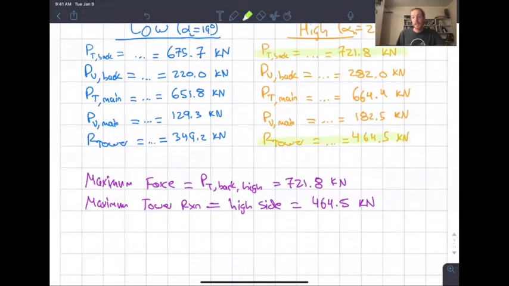So let's give some food for thought. Can you imagine a case where your low side tower reaction might be higher than your high side tower reaction? What geometric constraint could you change in order to get that to happen? Take a moment to think about that.